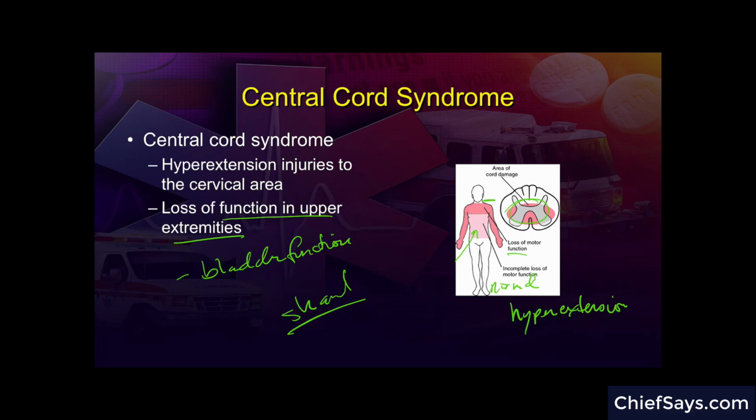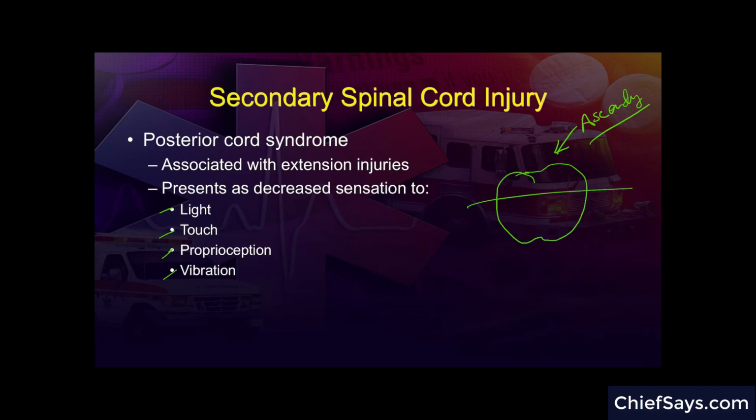So usually this results in a kind of unusual pattern of loss of function, where the loss of motor function is in the upper extremities, extending down the arms if this is a high injury. But the area below about the nipple line down to the pelvis has an incomplete loss of motor function. As a result, though, they can have a loss of bladder function, and the description of the injury is a shawl-like pattern.